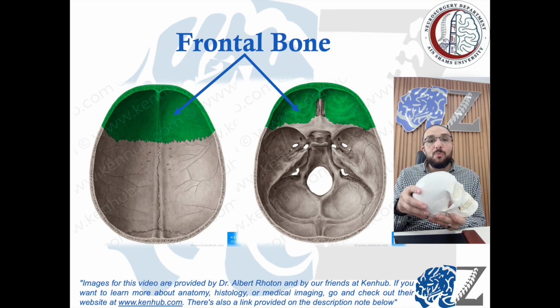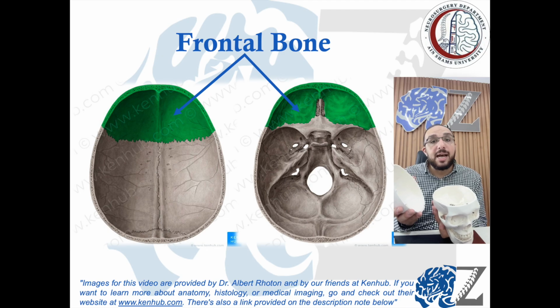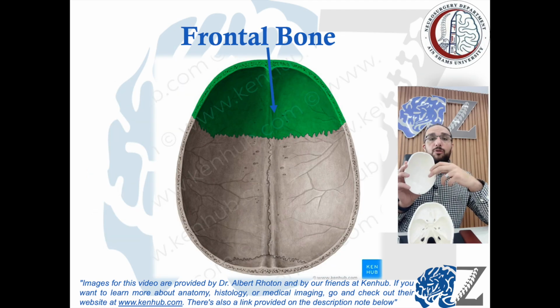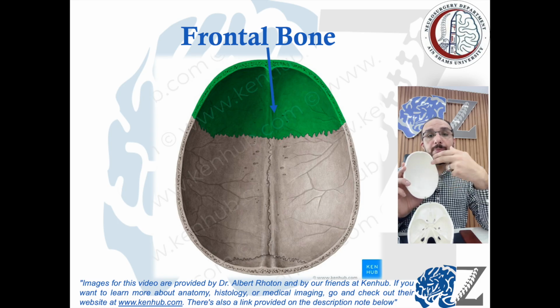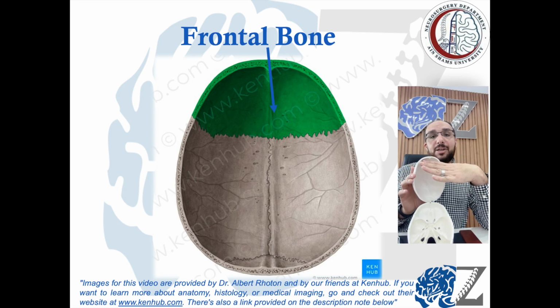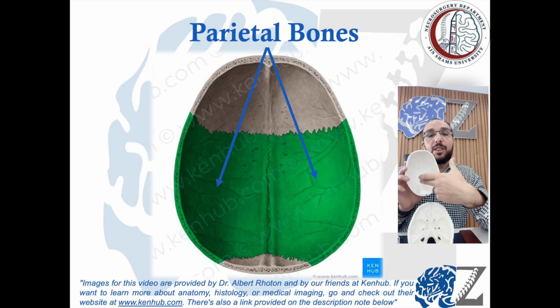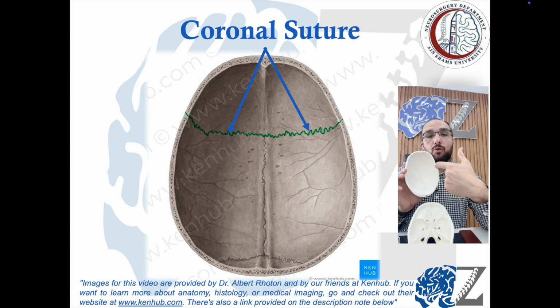We're going to open the skull and look at the frontal bone from inside. If we start with the calvaria of the skull, you can see that if I look from inside, the frontal bone forms the anterior part of the calvaria. And from back here, you can see the 2 parietal bones, and between them, of course, is the coronal suture.